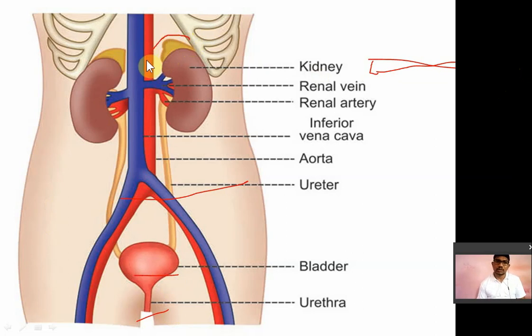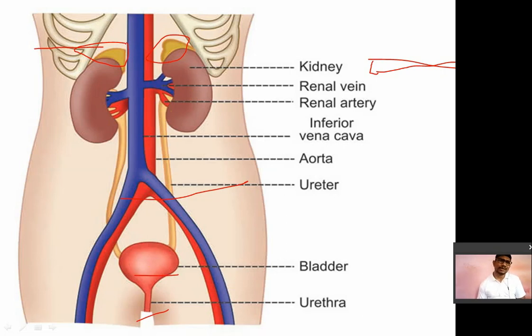Just above the kidneys, anteriorly, there are the adrenal glands. They produce adrenal hormones like noradrenaline and adrenaline. So there are two kidneys, two ureters, one urinary bladder and one urethra.